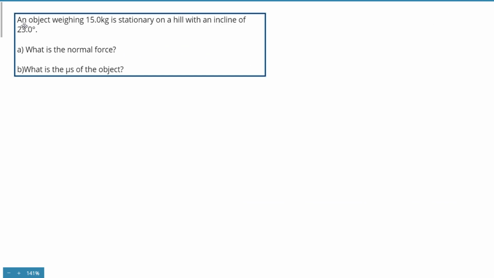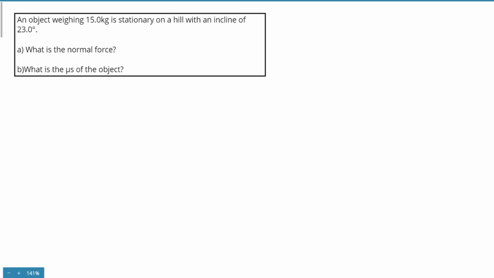So I got another physics request, this time from Pearson. He wanted help with this question. An object weighing 15.0 kilograms is stationary on a hill with an incline of 23.0 degrees. A, what is the normal force? And B, what is the mu s, or coefficient of static friction of the object?